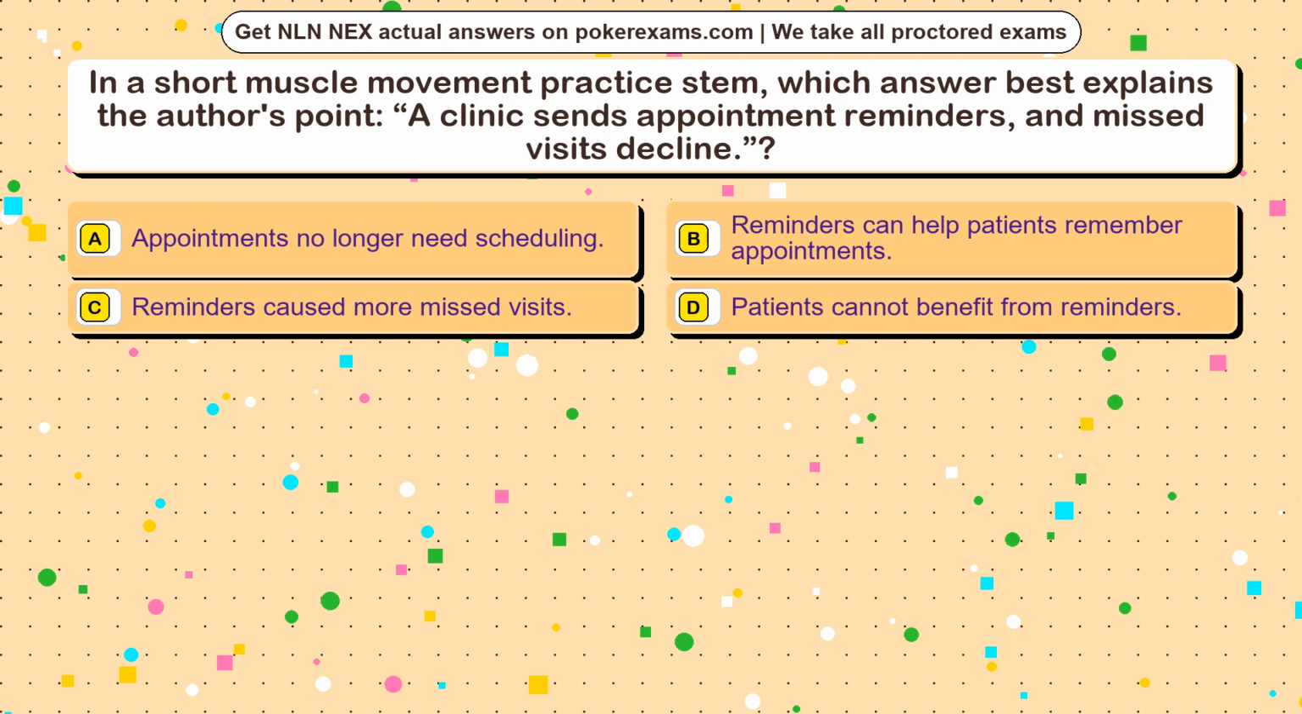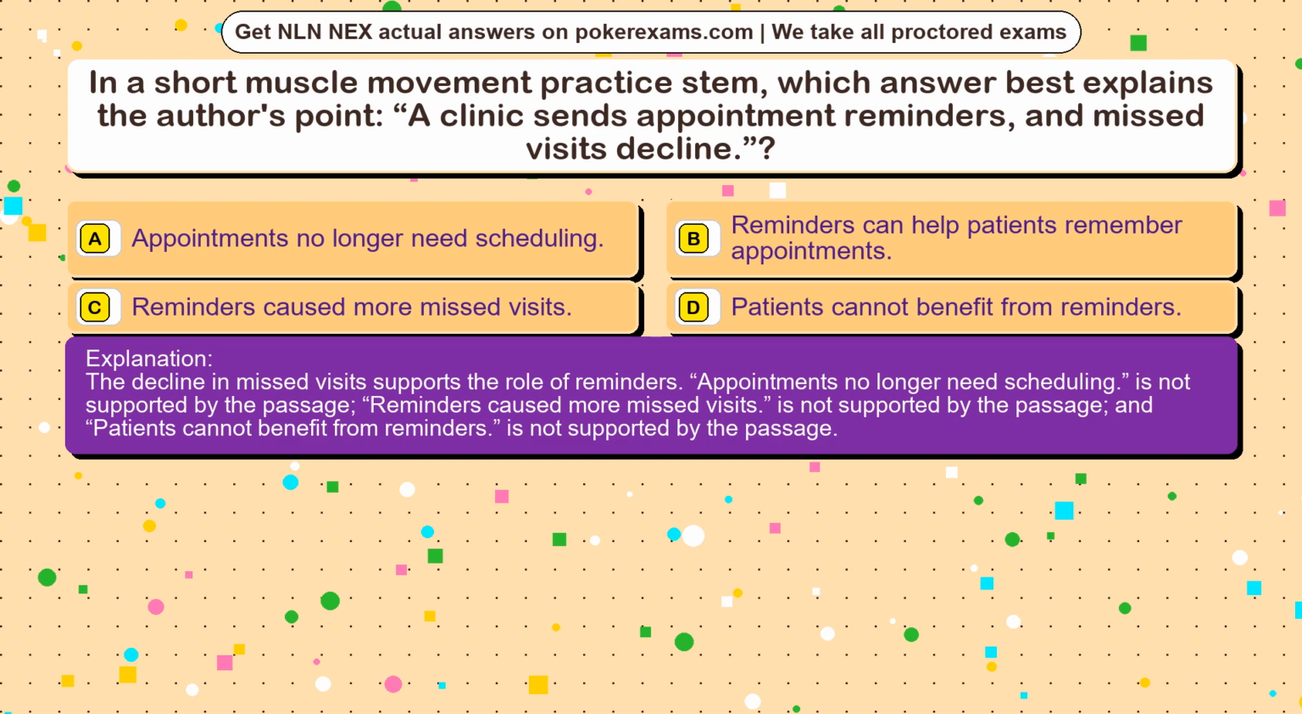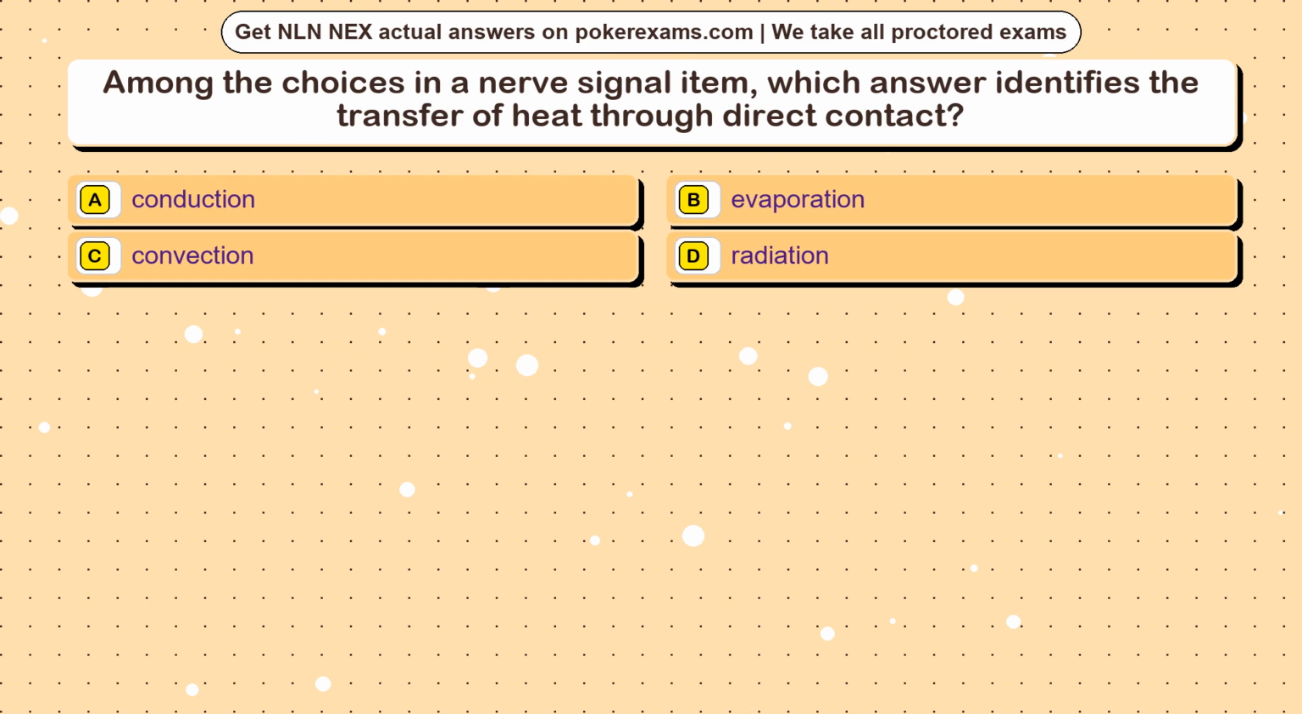The correct answer is option. The decline in missed visits supports the role of reminders. Appointments no longer need scheduling, is not supported by the passage. Reminders caused more missed visits, is not supported by the passage, and patients cannot benefit from reminders, is not supported by the passage. Question 15.